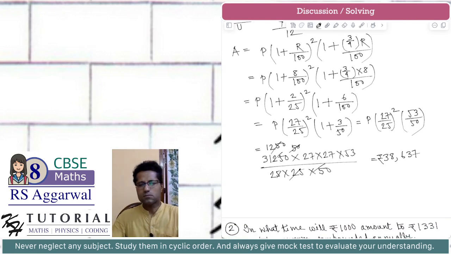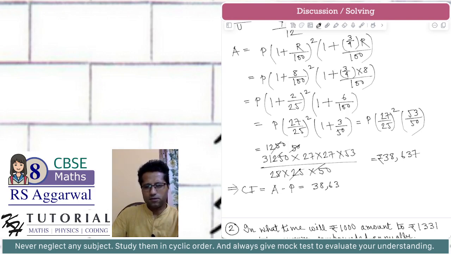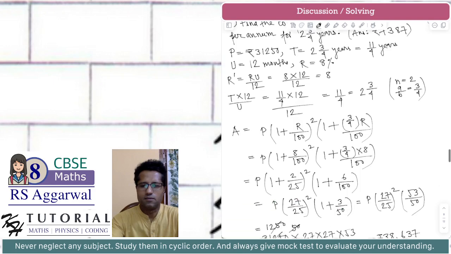Okay. And so this implies, what is the compound interest? Compound interest we know is amount minus the original principal. So this is 38,637 minus the original principal was 31250. This is equal to rupees 7387. Rupees 7387 is the correct answer.